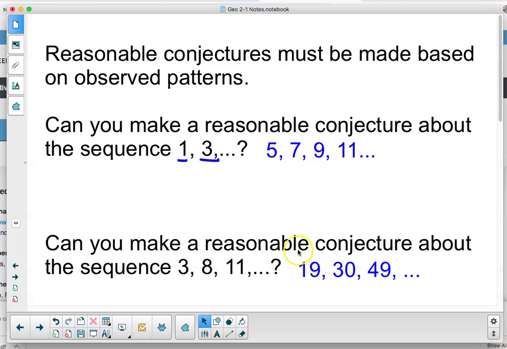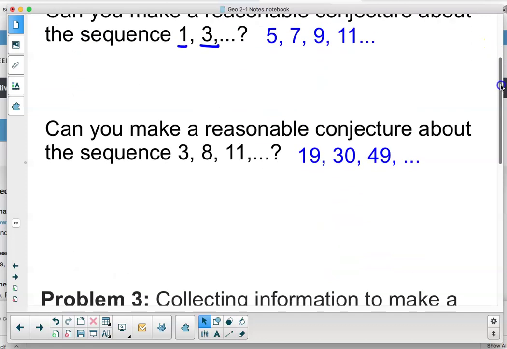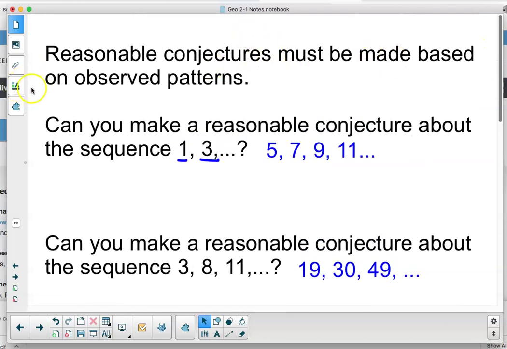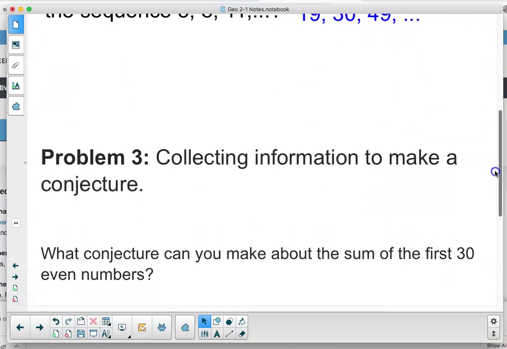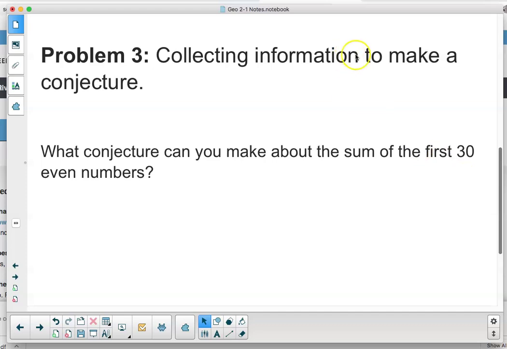Okay, so depending on the pattern you see, and you can support it with your conjecture, perhaps we can write it down. Remember, a conjecture is an educated guess. Okay, what do you think will happen? So keep in mind that is based on observed pattern and reasonable conjectures based on observed pattern. Now, number 3, collecting information to make a conjecture. What conjecture can you make about the sum of the first 30 even numbers?